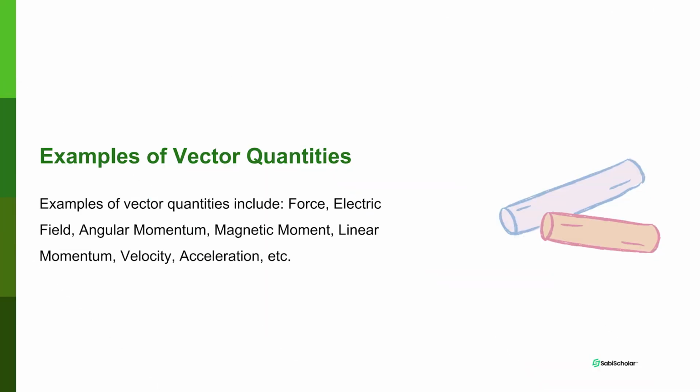An example of a vector quantity is force. An example of force is a push. Push means I'm pushing something away from myself. That's the direction. And when I pull something, it means I'm pulling it towards myself. So push means pushing away, pull means pulling towards. Those are forces, and you see that they have direction involved in their meaning. So they are vector quantities. Electric field is another example of a vector quantity. Angular momentum, magnetic moment, linear momentum, velocity, and acceleration are also examples of vector quantities.